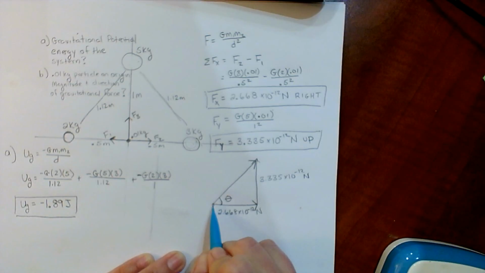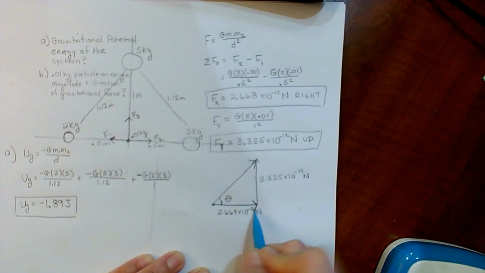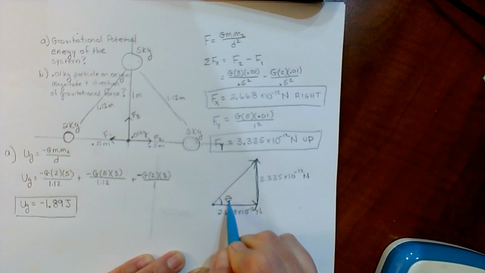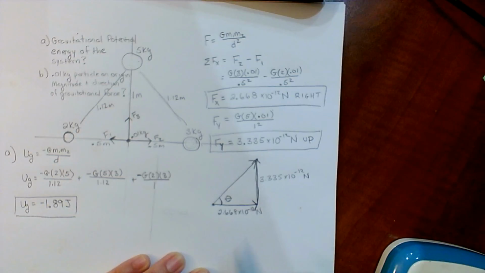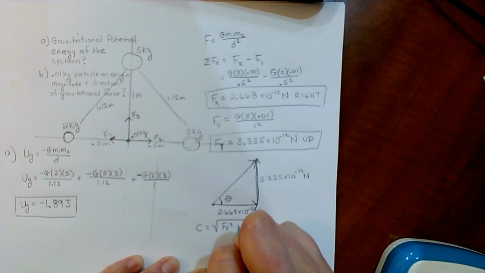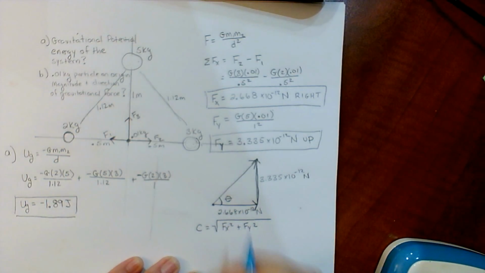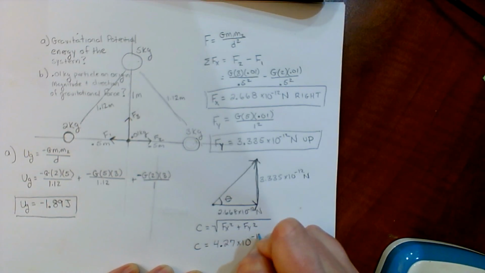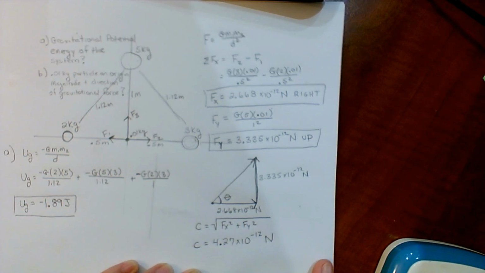I chose this angle because when we draw the triangle, we started here, and I went to the right, and then I went up. So you always want the angle near where you started drawing your triangle. So to do that, we're going to do the Pythagorean theorem. C is going to equal the square root of our Fx squared plus our Fy squared. When you do the Pythagorean theorem, you should get 4.27 times 10 to the negative 12 newtons.